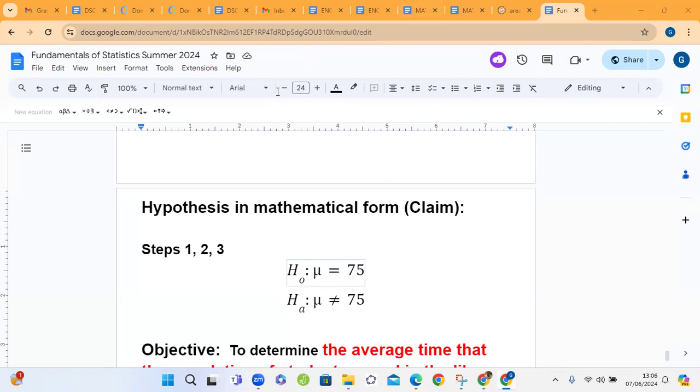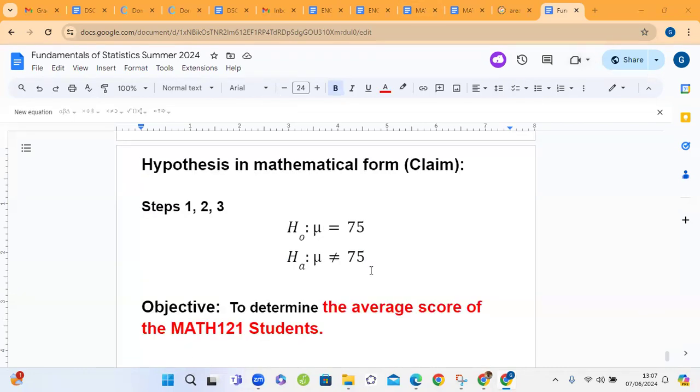Let's go to the objective. The objective will be to determine the average score of the Math 101 students. Now let's go to the steps to perform a Z-test for mean, critical value approach.